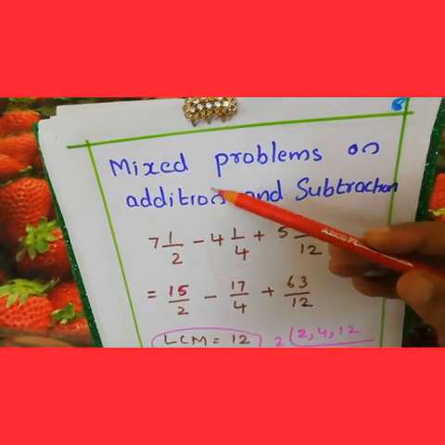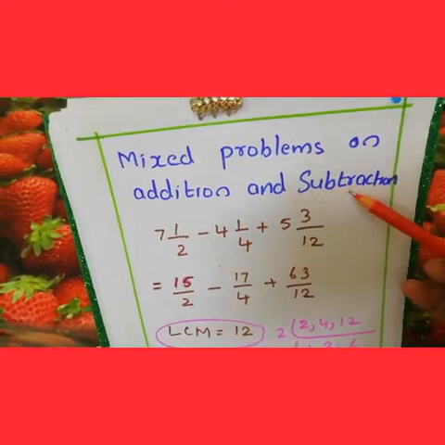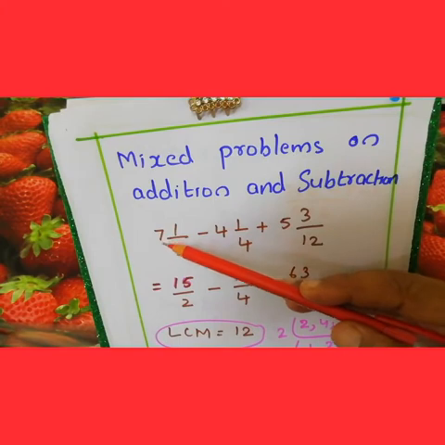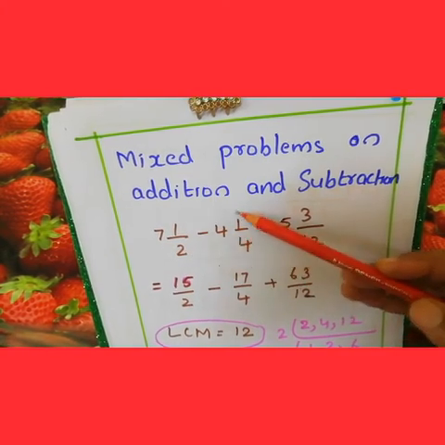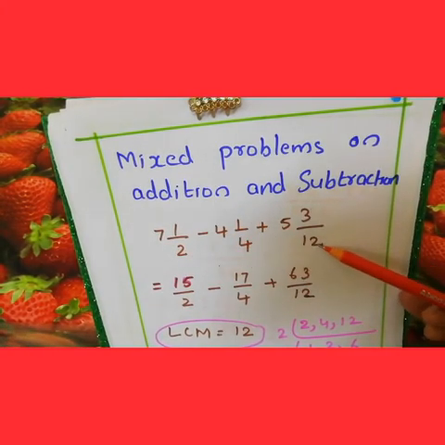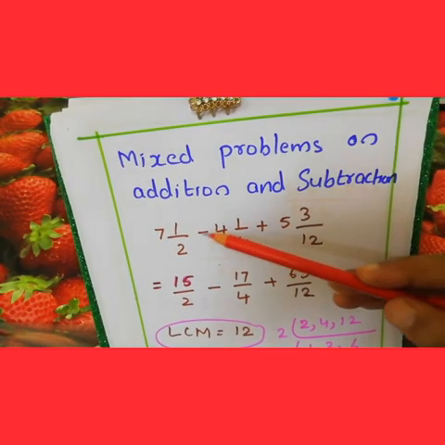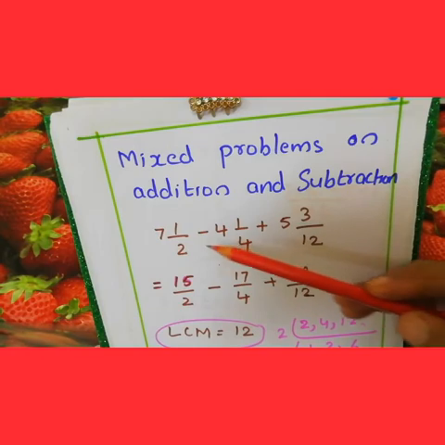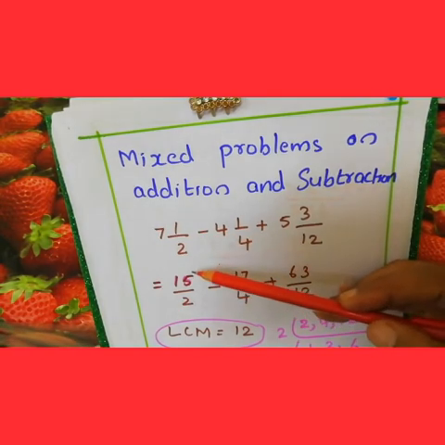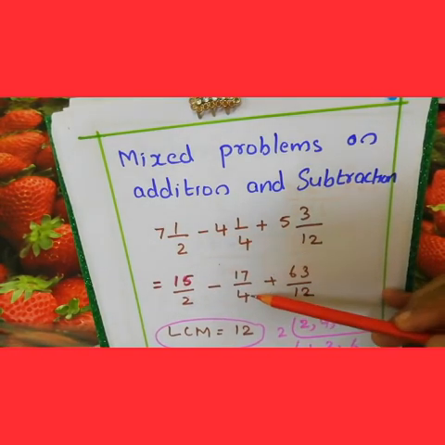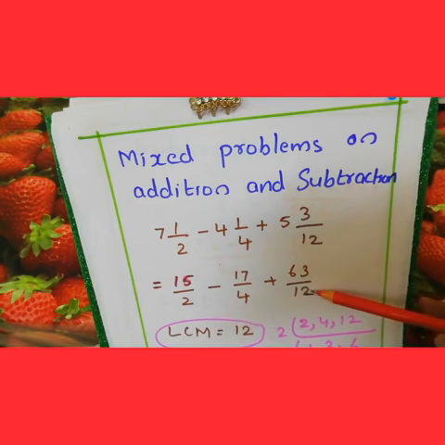Next are mixed problems on addition and subtraction. In the first question, 7 1 by 2 minus 4 1 by 4 plus 5 3 by 12. Here addition and subtraction are both there. First of all, convert these mixed fractions into improper fractions. So 15 by 2 minus 7 by 4 plus 63 divided by 12.